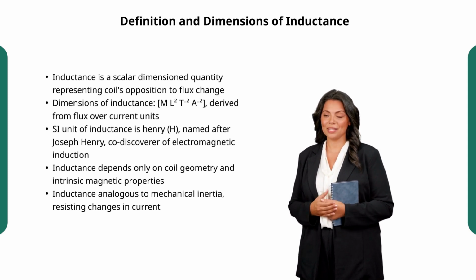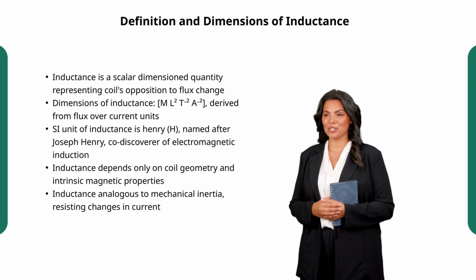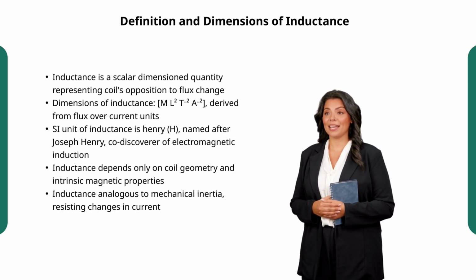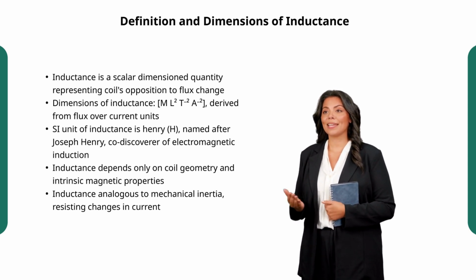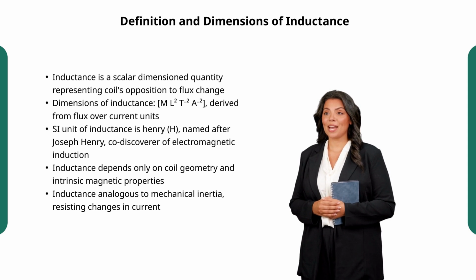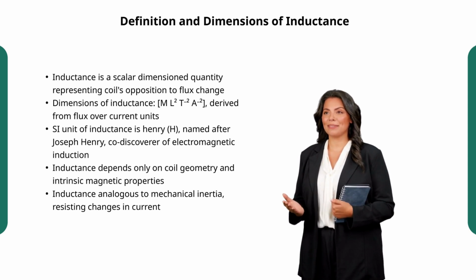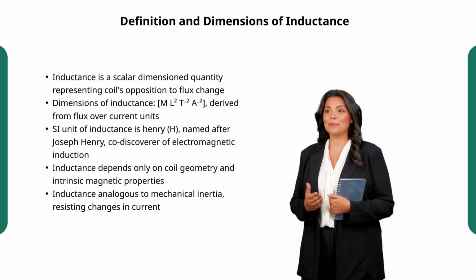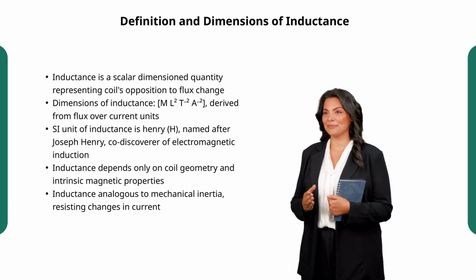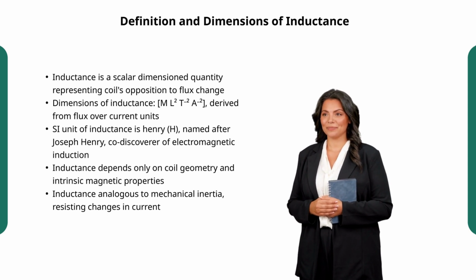Physically, inductance behaves like electrical inertia, opposing sudden changes in current, much as mass resists changes in velocity in mechanics. This analogy helps us remember its role. Inductance tries to keep current steady by producing a back EMF that counters any rapid variations. Keep this concept in mind as we now explore two main types of inductance, mutual and self.